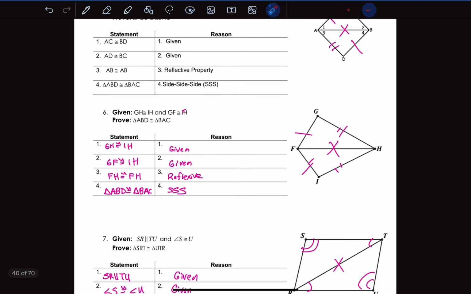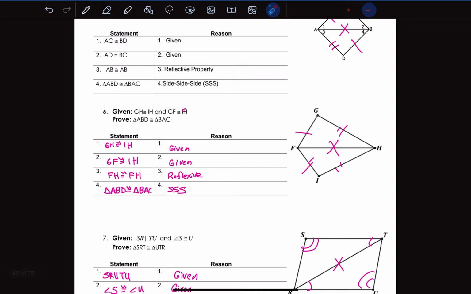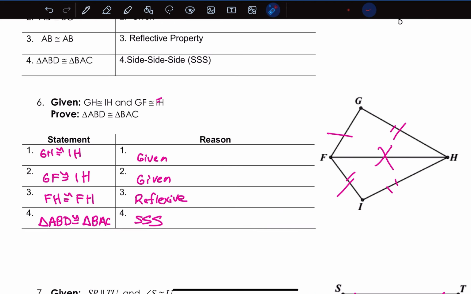First one was an example. I believe there was a typo up here, but if we're given that GH is congruent to HI, so we have a pair of congruent sides. It should be GF is congruent to FI. And then we're going to use reflexive to get our third side.